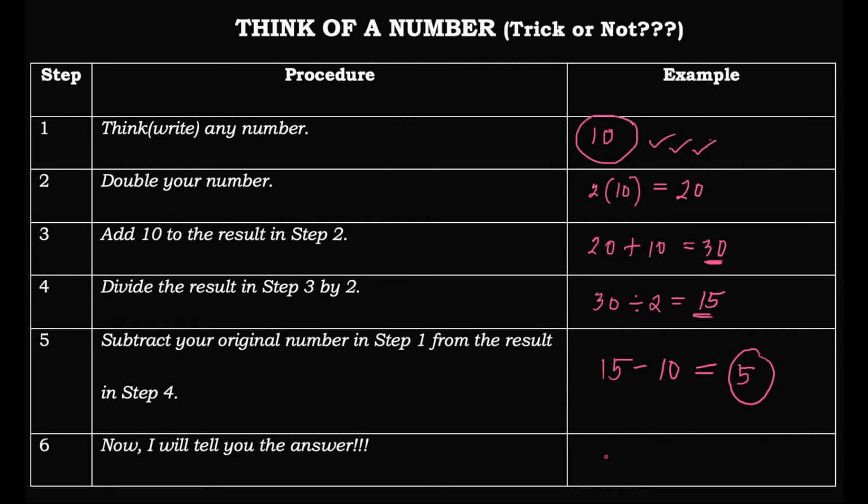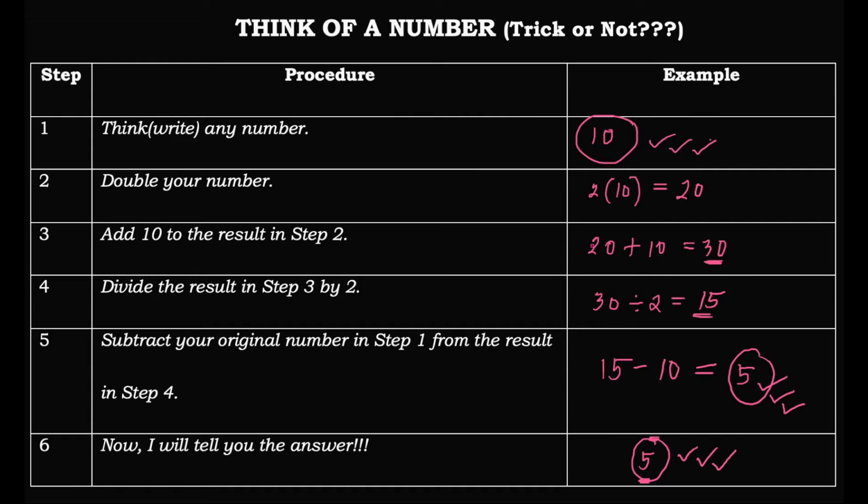And step number 6, I will tell you the answer. My answer is 5. And you know, and I know, we both know, and we all know that your answer also is 5. Is it magic? Is it a trick or something amazing? Let's try another one. Did you get number 5 also? Same as me, but we thought of different numbers in step number 1. Is it a trick? Is it magic?